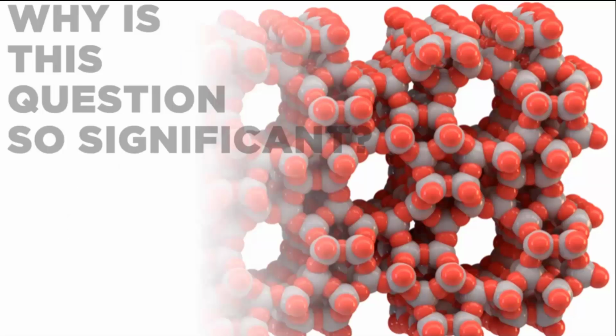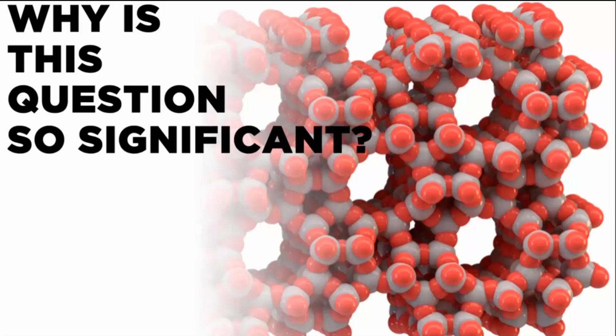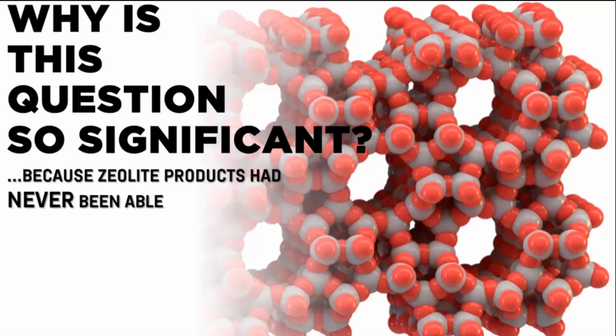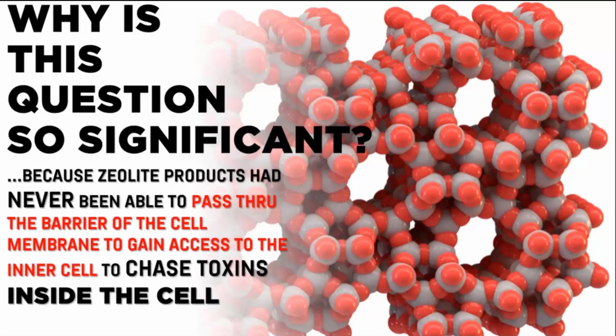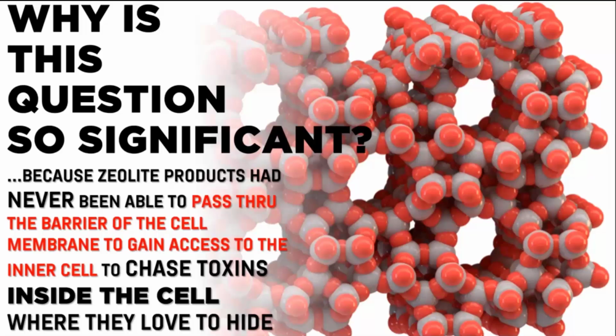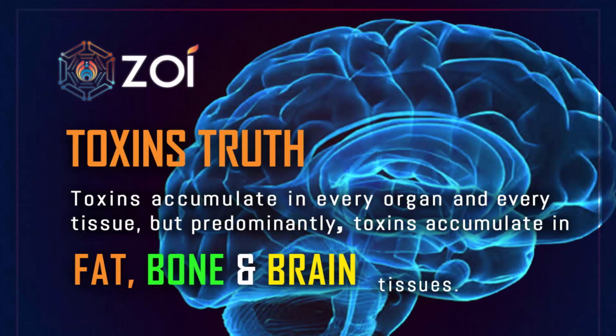This is why this question is so significant, because up to this point, zeolite products had never been able to pass through the barrier of the cell membrane, gain access to the inner cell so that it could chase toxins inside the cell where they love to hide. Remember, brain tissue, bone tissue, and fat tissue.